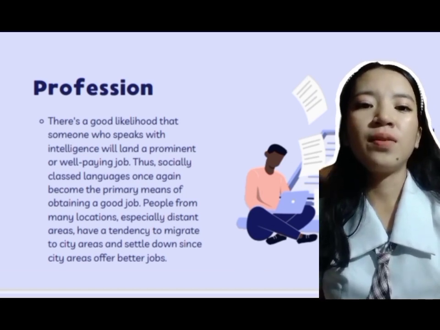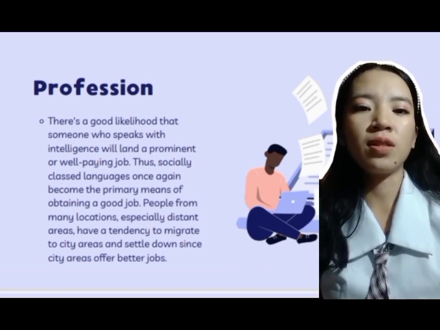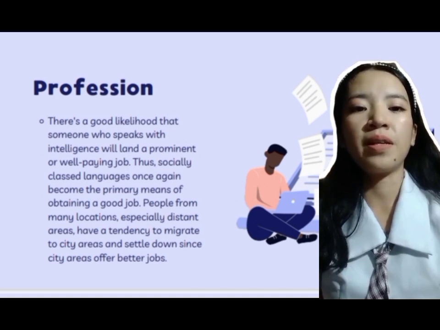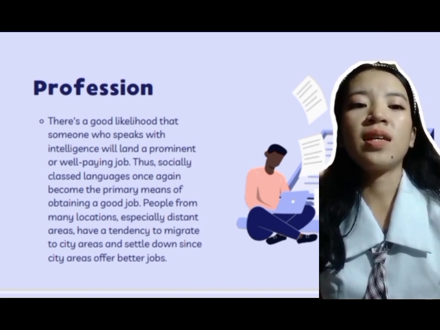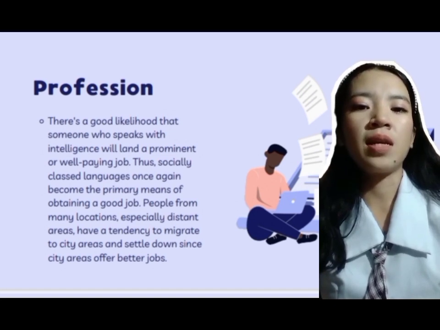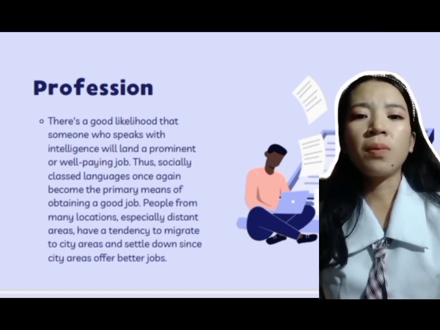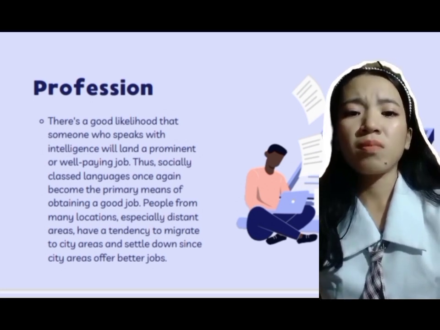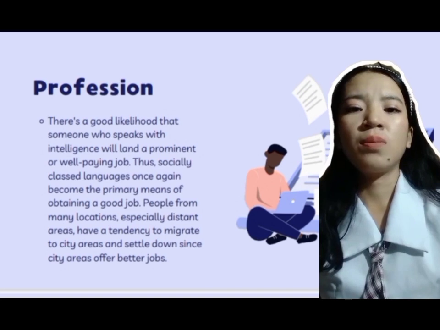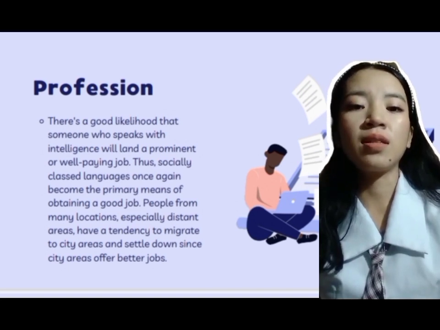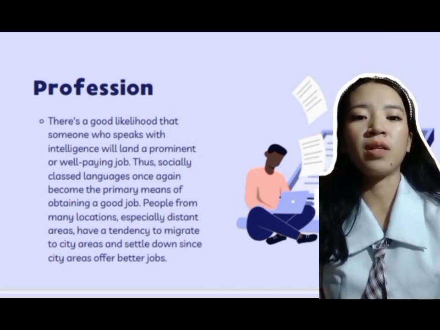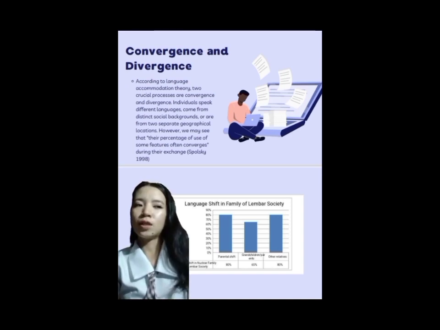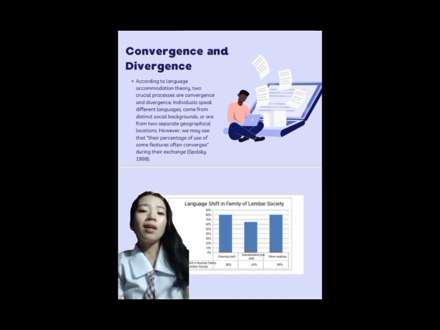There's a good likelihood that someone who speaks with intelligence will land a permanent or well-paying job. Thus, socially classed languages once again become the primary means of obtaining a good job. People from many locations, especially distant areas, have a tendency to migrate to city areas and settle down since city areas offer better jobs. The last social class that influences language use is convergence and divergence.